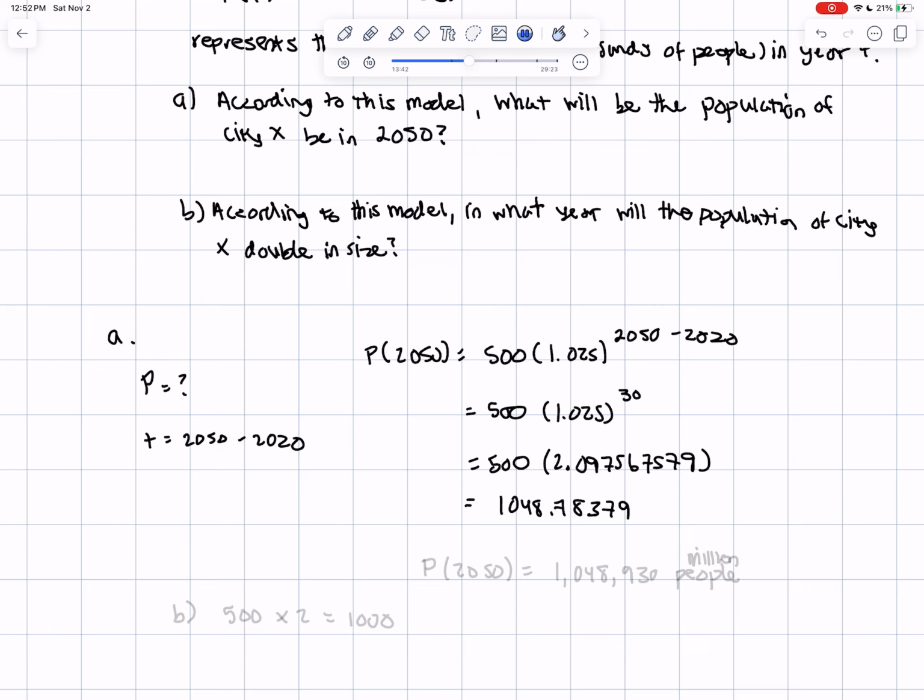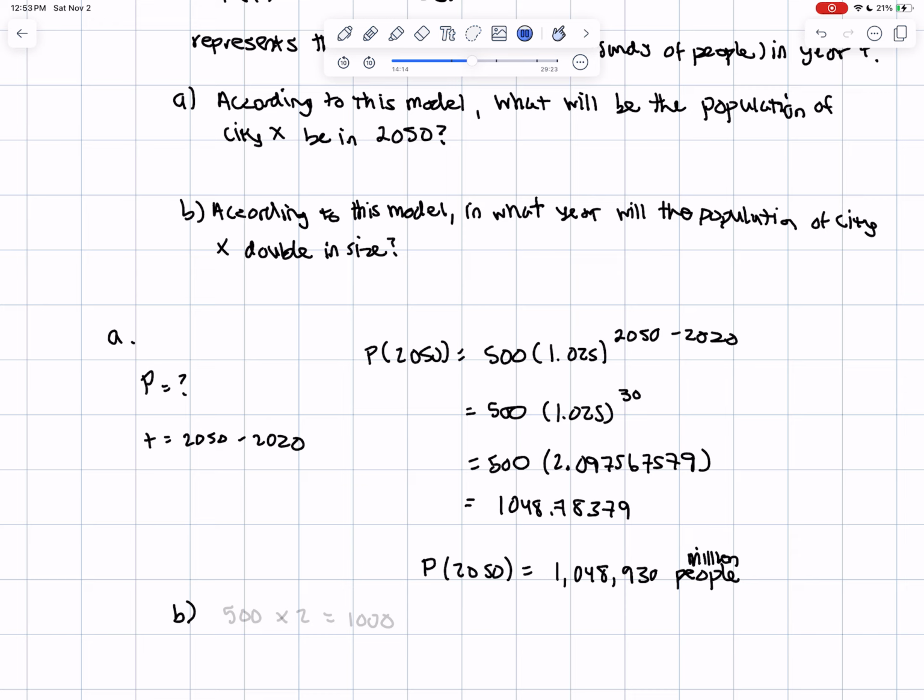So that means if we write this in the whole number, P of 2050 is 1 million. It's a lot of people. And then the second question is asking us, what would it be if it was to double in size?